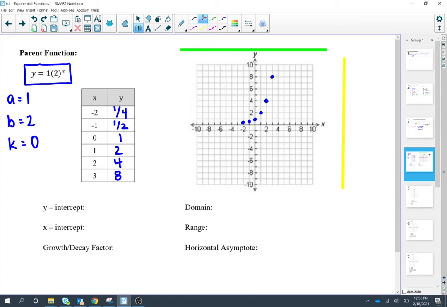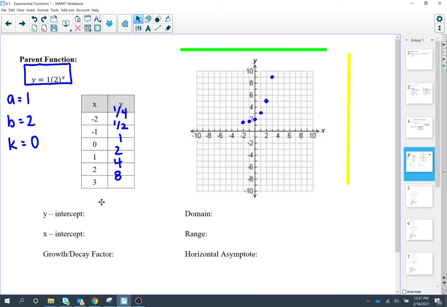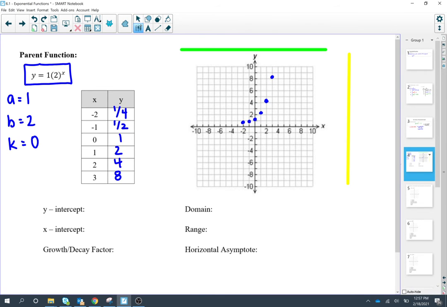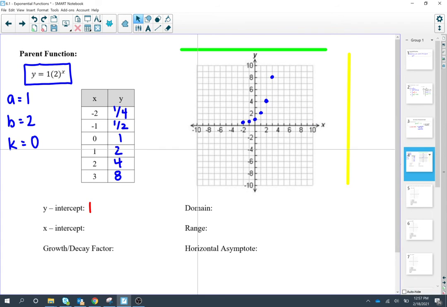So if we come down here to the bottom of our key features, our first one is our y-intercept. Your y-intercept is where the graph hits the y-axis. So if I kind of consider my y-axis, which is sitting right here, it hits right here at this blue dot, so my y-intercept is 1. Now, my x-intercept. At the moment, my x-intercept is where I hit the x-axis. And if you're looking at the x-axis, I don't see an x-intercept right now. So let's keep that in mind and move on.